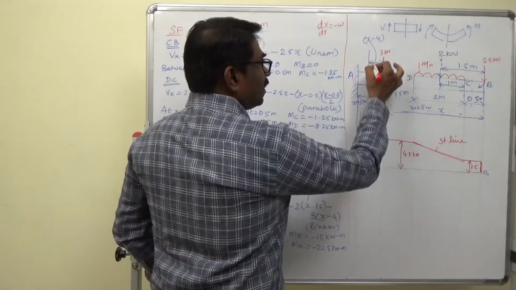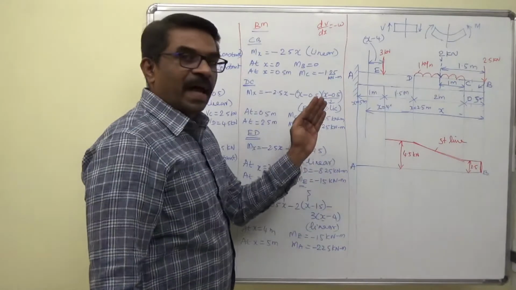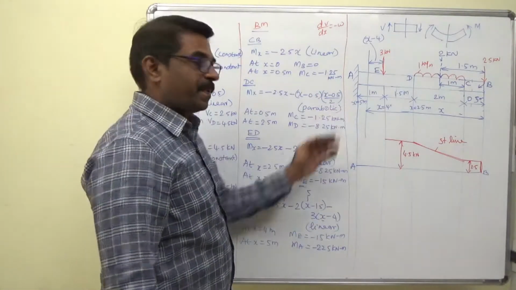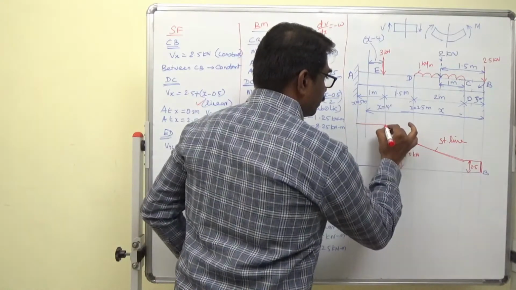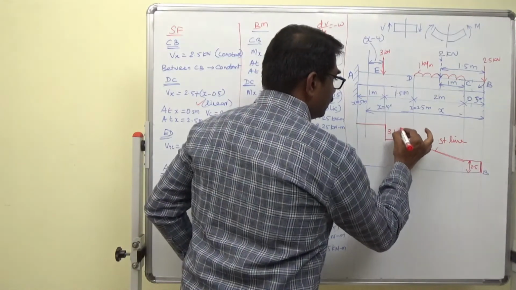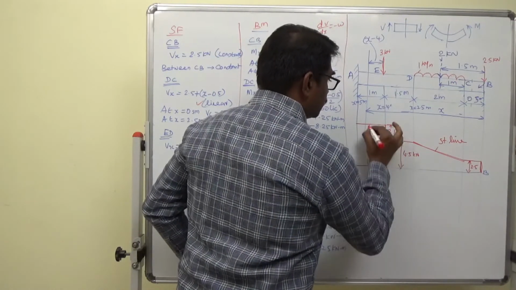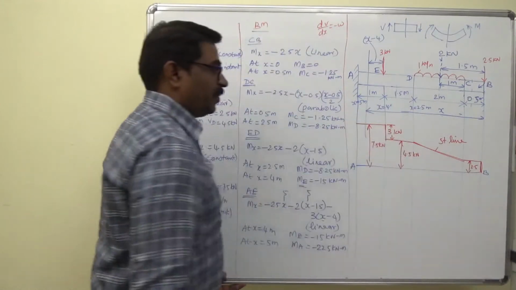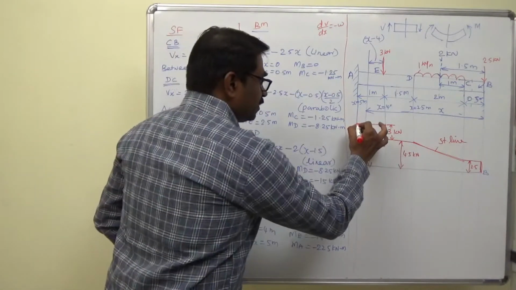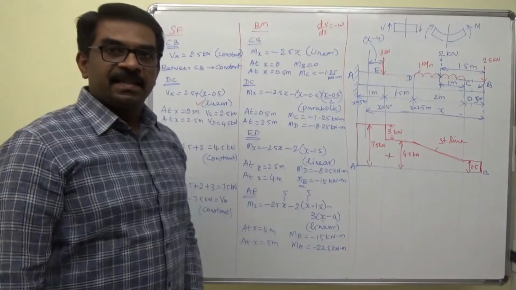Then another 3 kilonewton is added. So as we know, there will be a step. This is 3 kilonewton and this total is 7.5 kilonewton. And you can call it plus, right?